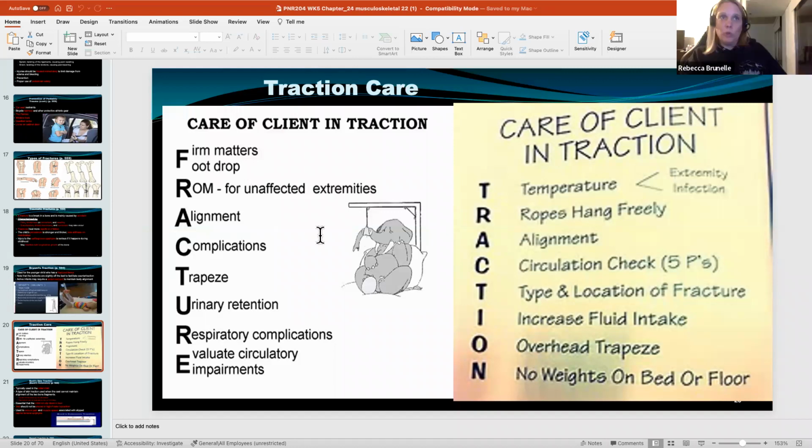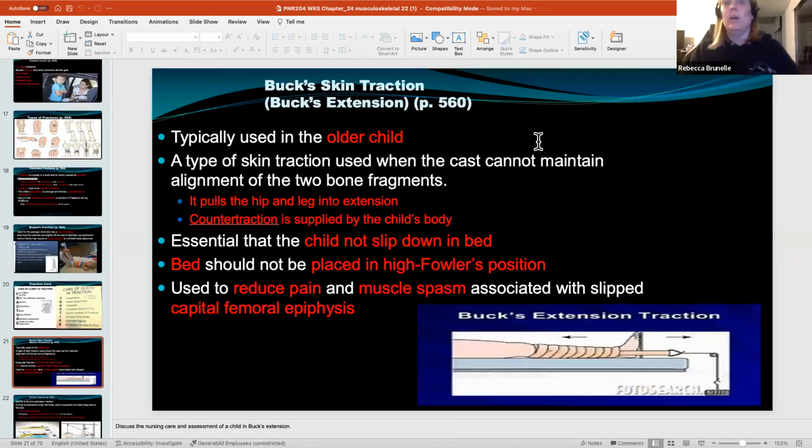So Bryant's traction is for the kids that are under 30 pounds. Older kids can be in Buck's traction. And this is a picture of Buck's traction here, where it pulls in 2 directions to align the bone. So it pulls the hip and leg into extension. And this is the same thing where they can't have their head of the bed elevated. They should never be in high Fowler's. It's a maximum of 20 degrees. And being in traction helps reduce the pain and muscle spasm.